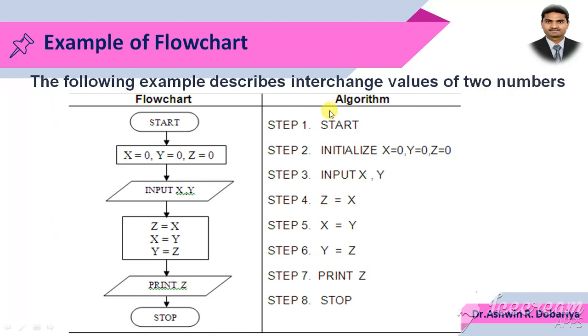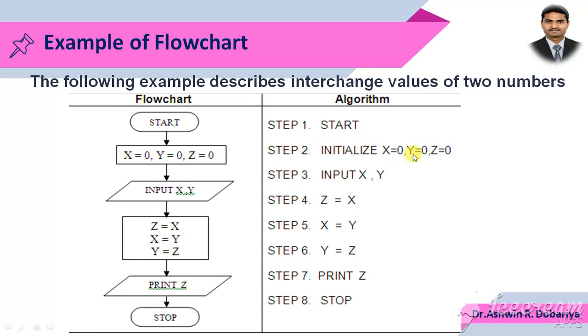So for interchanging two numbers, first we have to think about the algorithm. If we start, then the first step is start. Second, we have to declare the required variables. So here we want to interchange two numbers. For those two numbers we require two variables, for example x and y, and using a third variable we will interchange, so we have to declare z. So the second step is initialize x is equal to 0, y is equal to 0, and z is equal to 0.